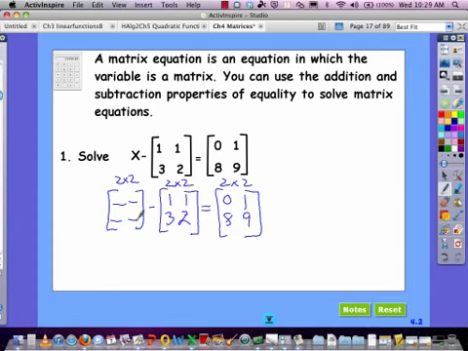So your brain is saying, what number subtract 1 has to equal 0? Because these are all the elements that are in the first row, first column. So if you go back, I'm saying this number minus this number has to equal this number. So something take away 1 equals 0. What is that number? Well, it has to be a 1.